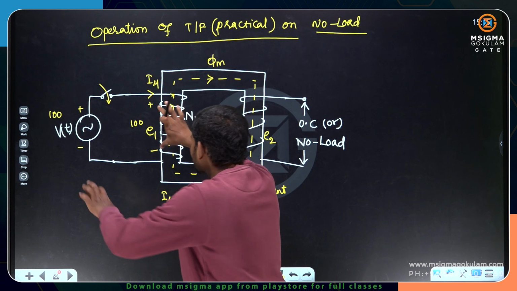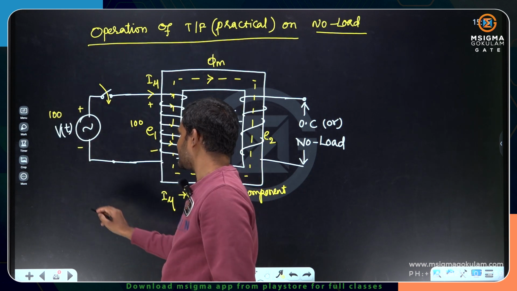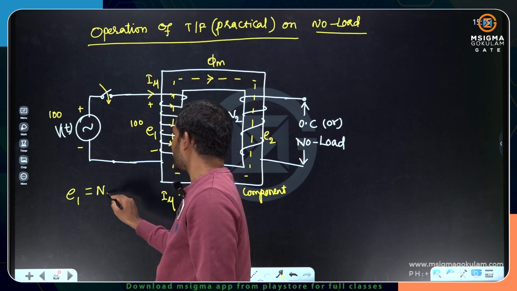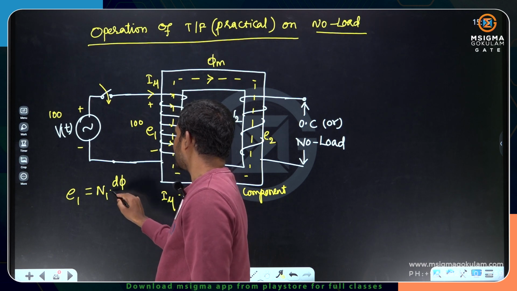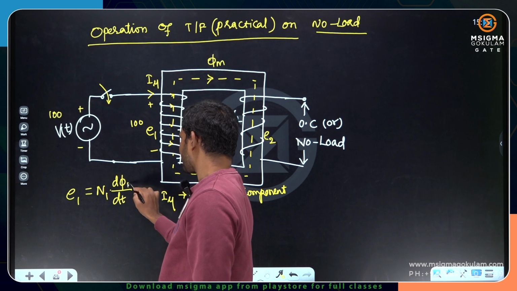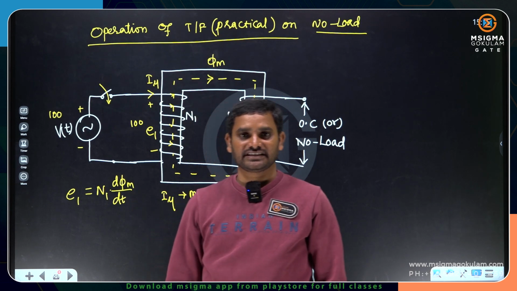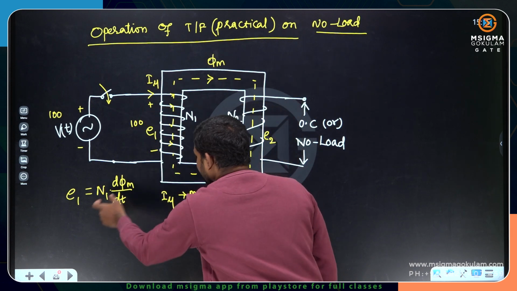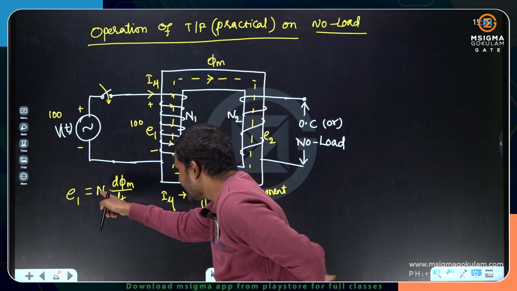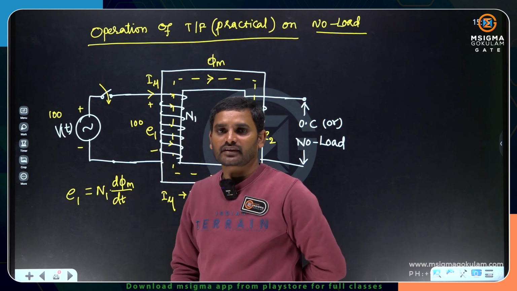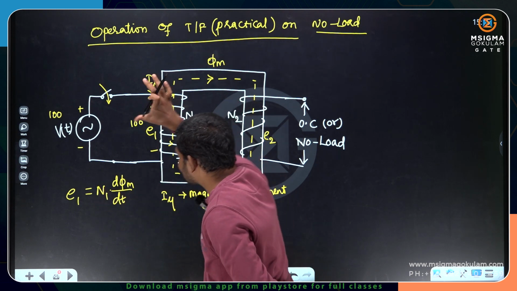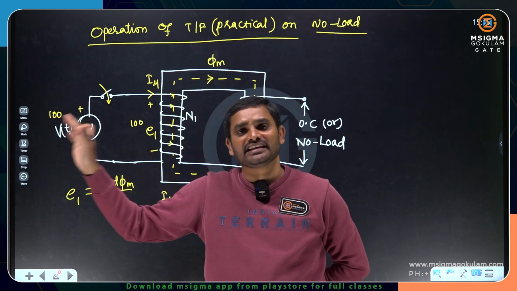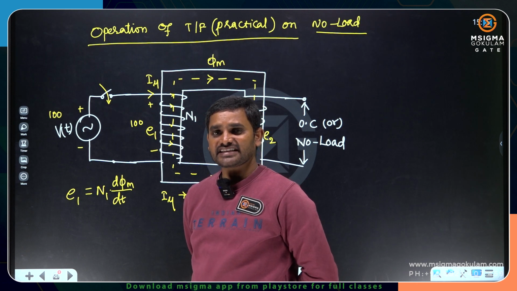Now, as the EMF is opposing the source, I am writing E1 equals N1 into d phi by dt. You can call it mutual flux also, no issues, d phi m by dt. Because E1 is the induced EMF on the N1 coil, so N1 into d phi m by dt. No need to write the negative sign here, because the EMF polarity is the same as the supply voltage polarity, the EMF is opposing the source, and it is satisfying Lenz's law.